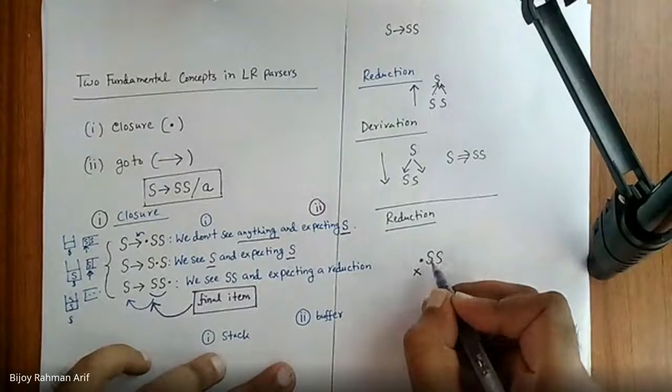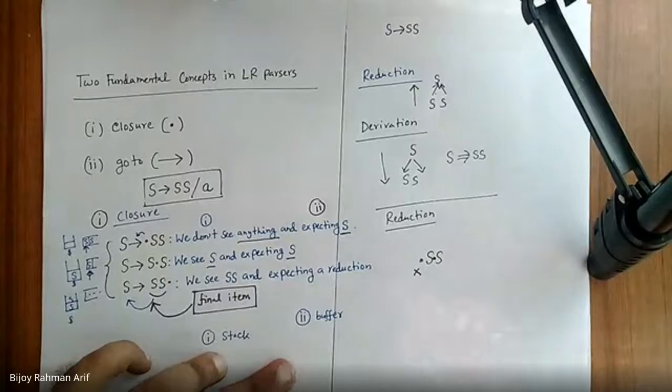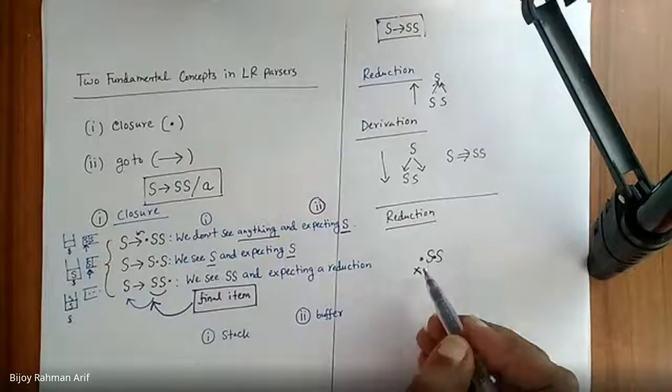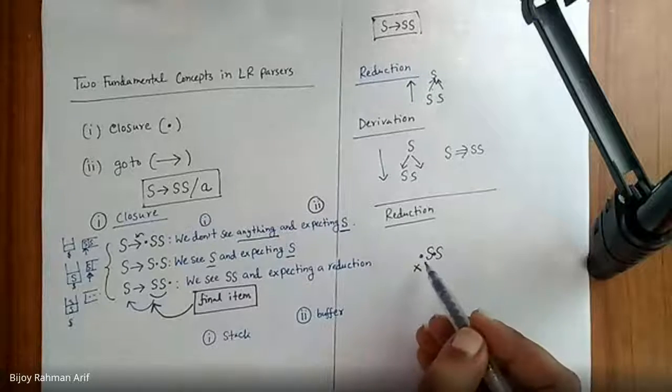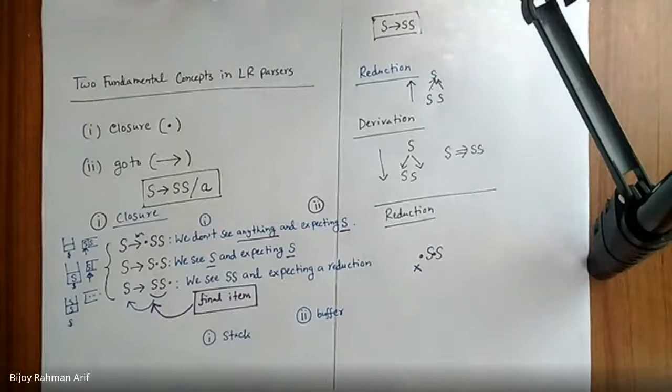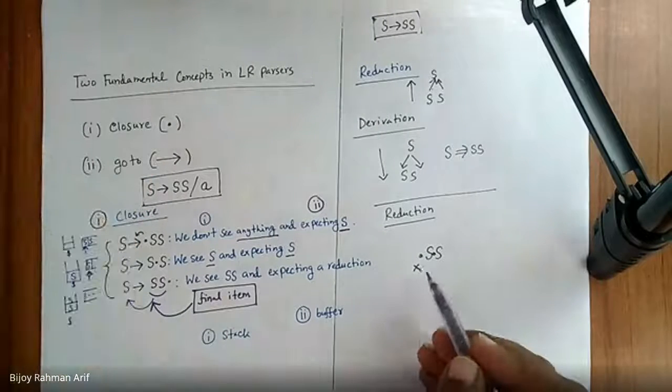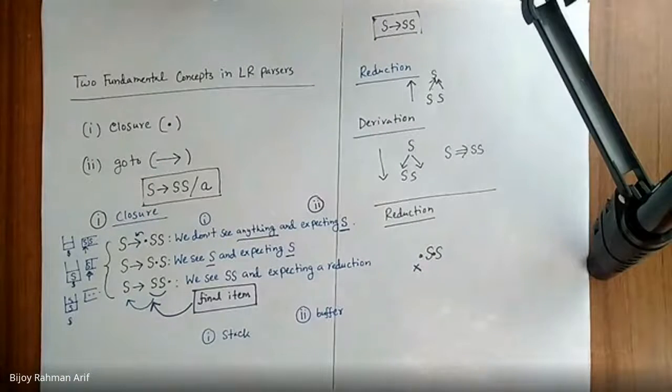Now, if in the middle I have the closure operator, can I reduce using this product? Let's assume. Listen carefully. At the very beginning, there is a closure operator. That means in my stack there is nothing. I'm expecting to see an S. So can I reduce? Of course not, because I did not get any S yet. Now, if in the middle there is a closure operator, can I reduce?